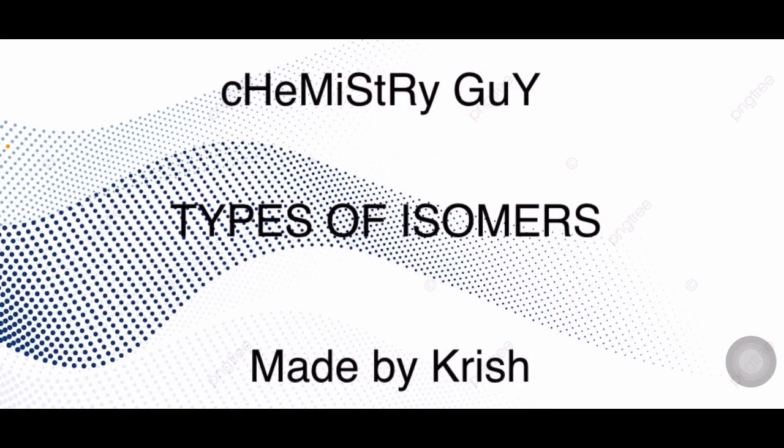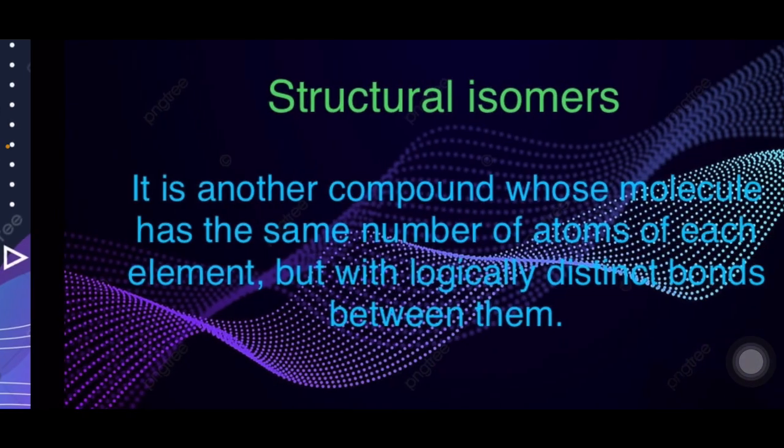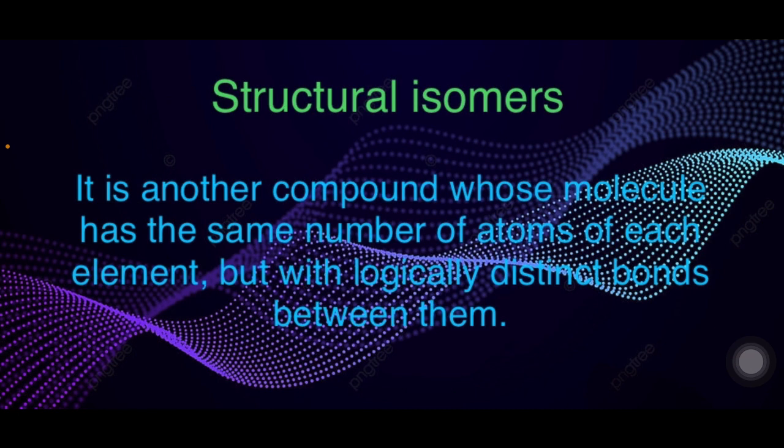Today we're going to be discussing the types of isomers. We have two types of isomers that we're going to be discussing today. The first one is structural isomers, the second one is geometric isomers. First one, structural isomers. It is another type of compound whose molecule has the same number of atoms of each element but with logically distinctive bonds between them.